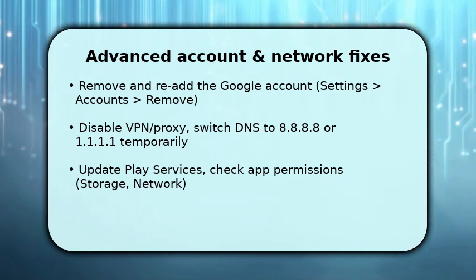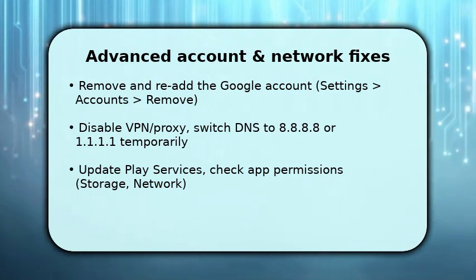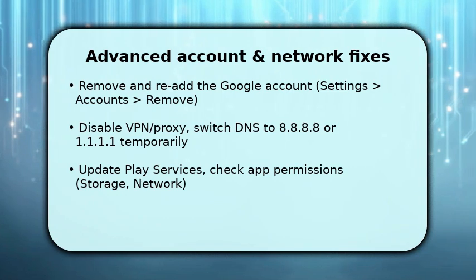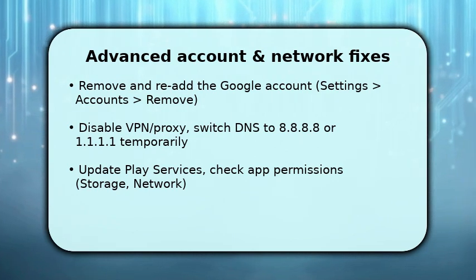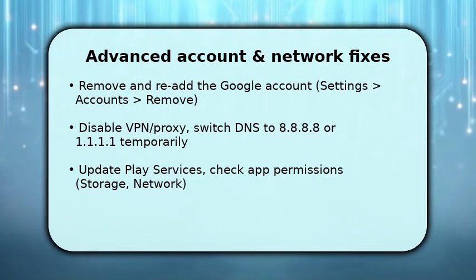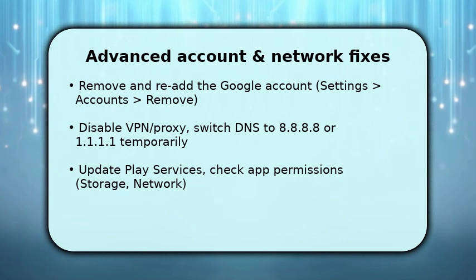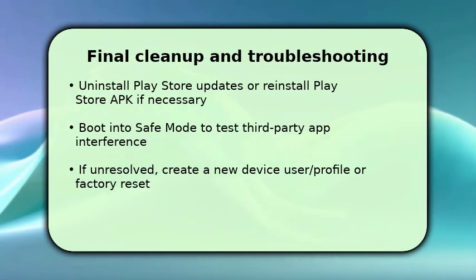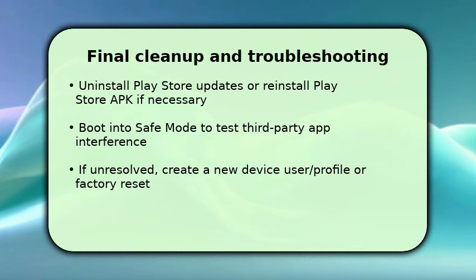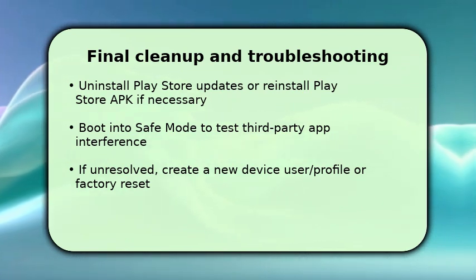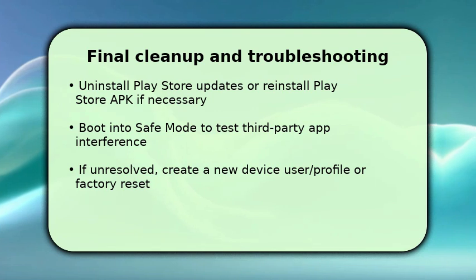Then open Play Store and let Google Play Services update. Grant storage and network permissions if requested. These steps restore proper authentication and network routing for search. Finish by repairing the Play Store app itself. If searches still show no results, uninstall Play Store updates from the app info to revert to factory. If needed, sideload the latest official Play Store APK from a trusted source.